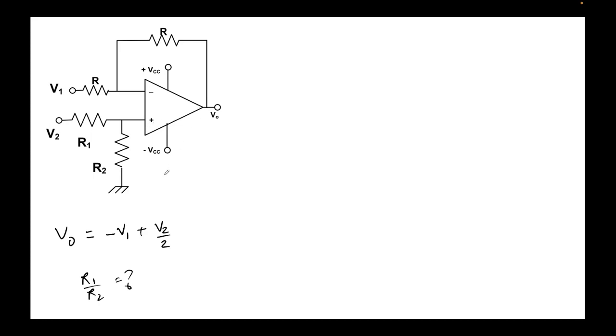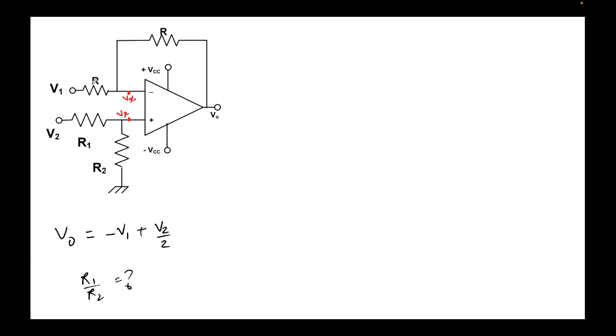Okay. So in this question, we are given V0 equal to minus V1 plus V2 by 2, and we are required to find the ratio of R1 and R2. Again, ideal op-amp, so I'll assume virtual short. What does virtual short say? Whatever the voltage is here, it will be the same here. So let's assume the voltage here is Vx. So the same voltage would be here, Vx.